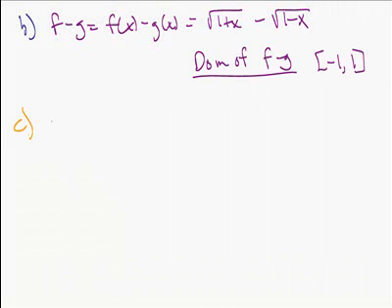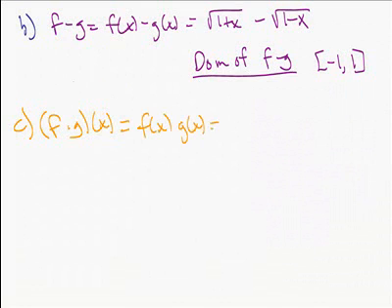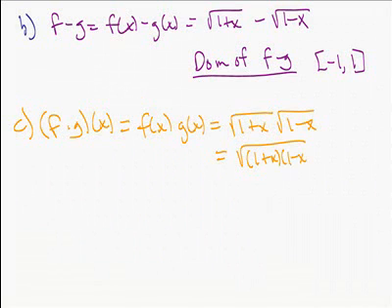Let's take a look at part C, where we're taking f times g of x. We can either write the argument, the f times g of x, or just leave it like f times g, but it's going to be f of x times g of x. Well, let's see, that's going to be the square root of 1 plus x times the square root of 1 minus x. Now, if we take the square root of 1 plus x times the square root of 1 minus x, we can write that as a single square root of 1 plus x times 1 minus x. And if we FOIL that out, we get the square root of 1 minus x squared.